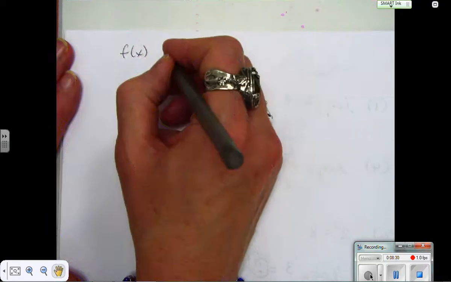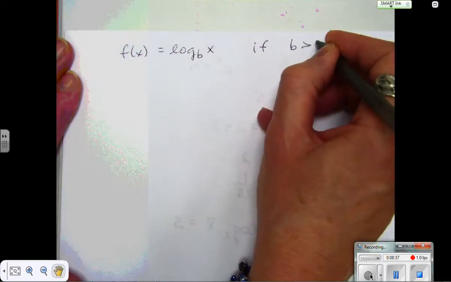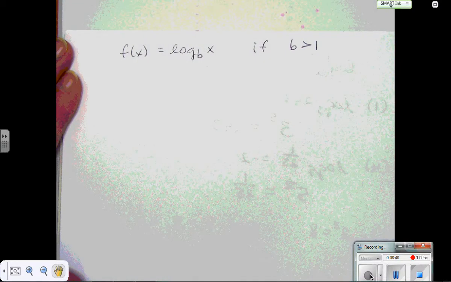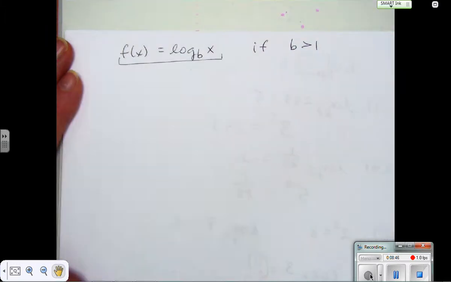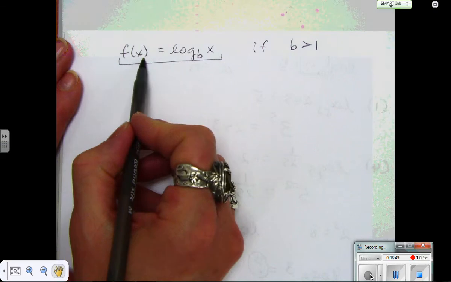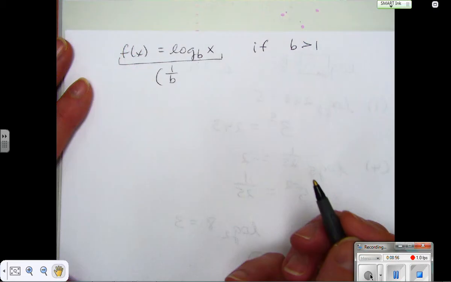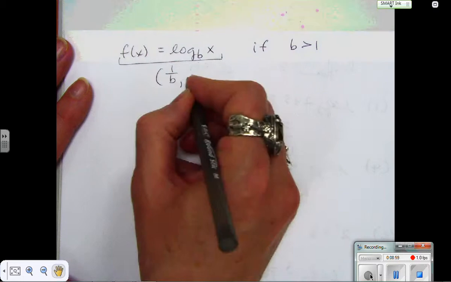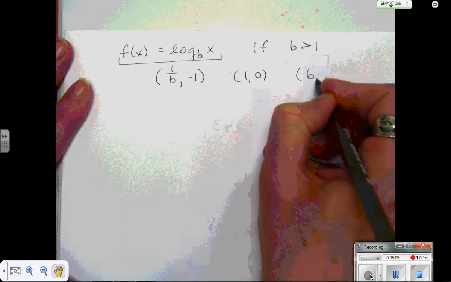Alright, so for the graphing part, there are two types of graphs that you're going to have for logarithms. One type of graph is when the base is greater than 1. It's going to look one way. There are 3 easy points that you can get when you have a simple logarithm like this, where y is f of x equals log base b of x. Your 3 points come from using your base. You're just going to plug it in: 1 over b, negative 1 is 1 point; 1, 0 is another point; and b, 1 is the third point. So let's do an example and graph it.